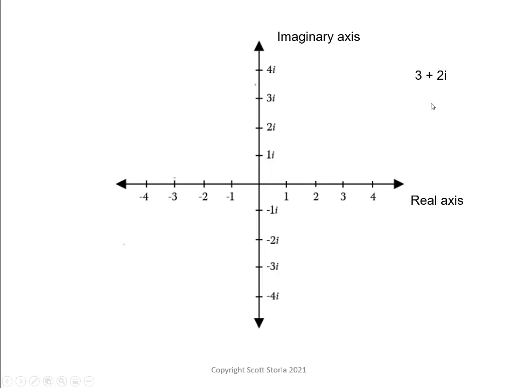And if we were interested in a number like 3 plus 2i, we would go 3 units on the real axis and then move up 2 units on the imaginary axis. If we wanted to find 1 minus 4i, for instance, we'd move 1 unit in the real axis and we'd go down 4 units on the imaginary axis. And one more example, if we had negative 3 plus 3.5i, we'd first move to the left 3 units, and then we would move up 3.5 units.